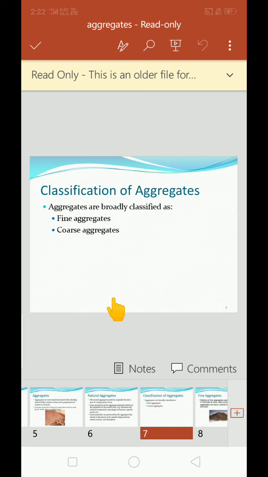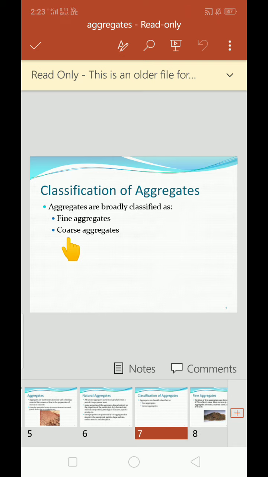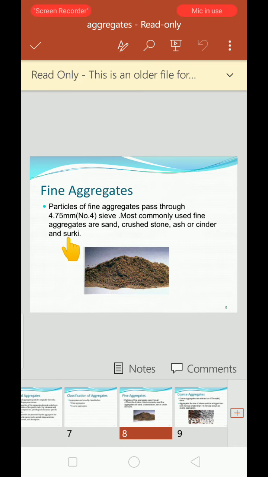Next, coming to the classification of aggregates. Aggregates are classified broadly into two types: fine aggregate and coarse aggregate. I will tell you what fine aggregate and coarse aggregate are. Fine aggregate means particles that pass through the 4.75 mm, number 4 sieve. The most commonly used fine aggregates are sand, crushed stone and ash, cinder or surki.